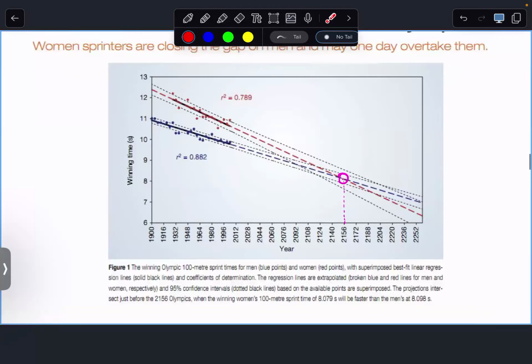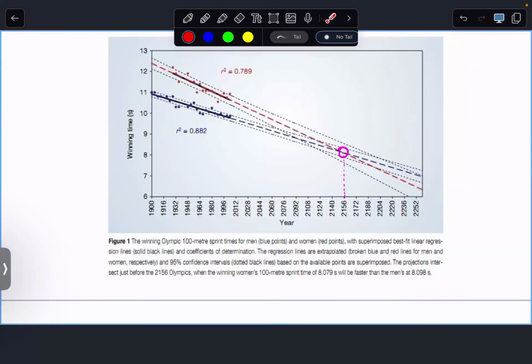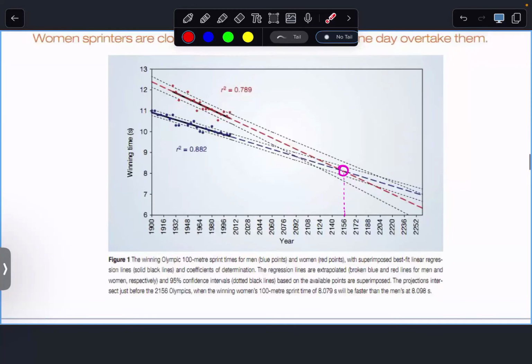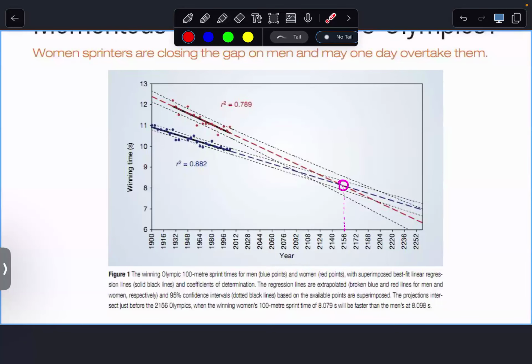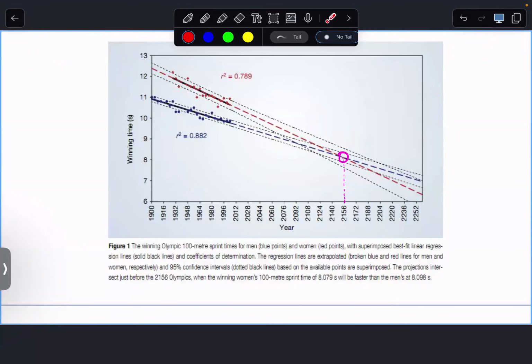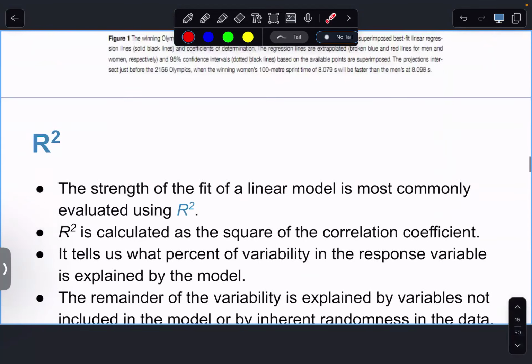So kind of a fun, well, not so fun because it was published and I'm sure people believed it, but fake news. Anyways, just kind of crazy, but that's extrapolation in action. Okay.